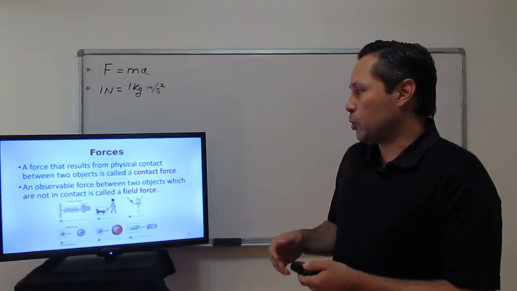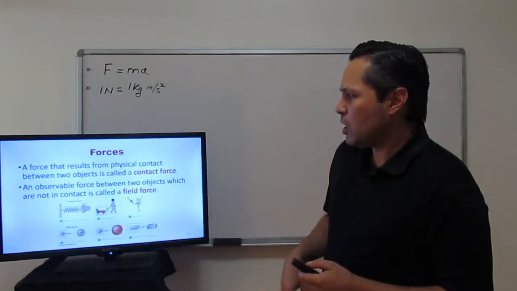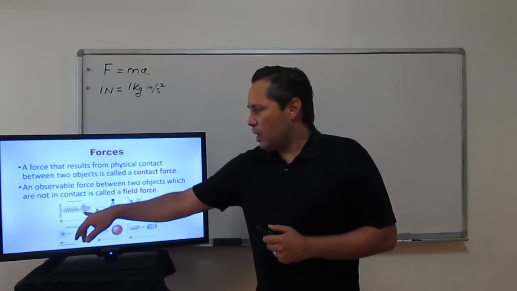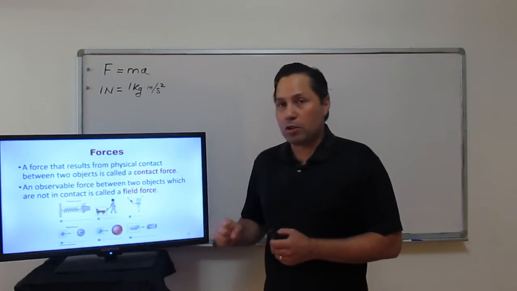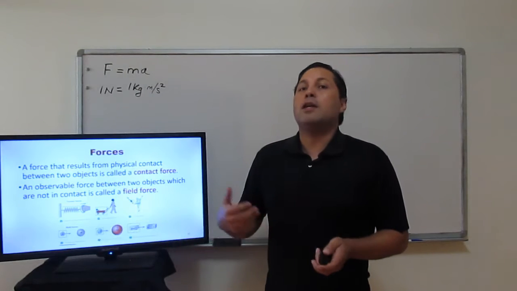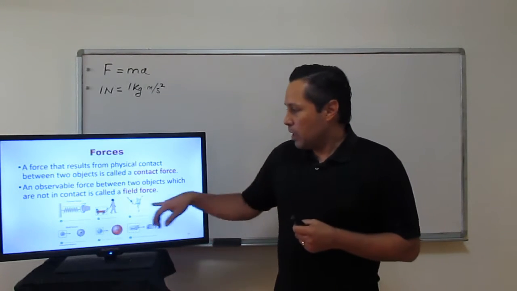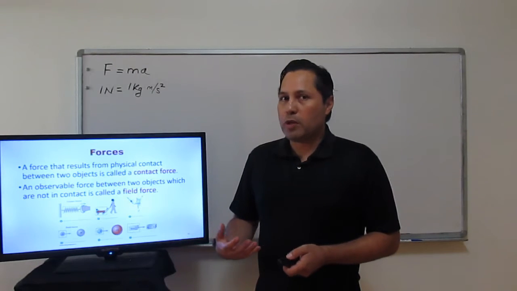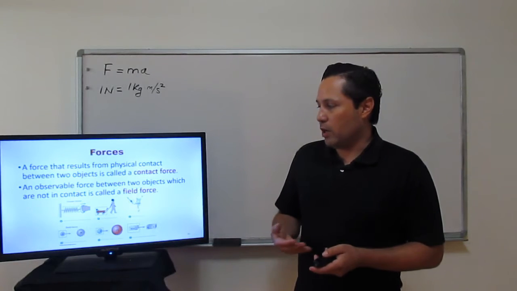An observable force between two objects which are not in contact is called a field force. Now, let's talk about contact force versus field force. In this example, a man pulling on a spring would be a contact force. Again, they are touching. Here, a young lady pulling a little wagon would also be a contact force. She's exerting a pulling force on it. A football player kicking a football would also be a contact force, even though for an instant the ball and the foot of the player do make contact.